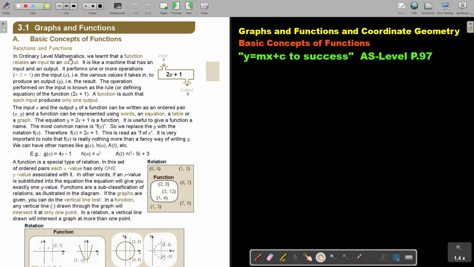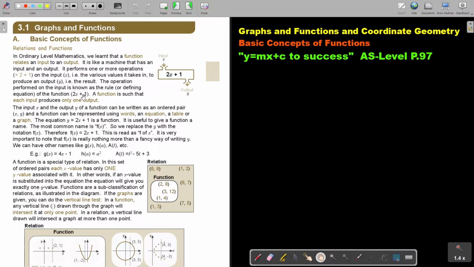In ordinary level mathematics, we learned that a function relates an input to an output. It is like a machine that has an input and an output. So it comes in, we are using the formula, this is manufactured inside, and then it throws out something. It performs one or more operations on the input. For example, the various values are taken in to produce an output, the result. The operations performed on the input are known as the rule or defining equation of the function.